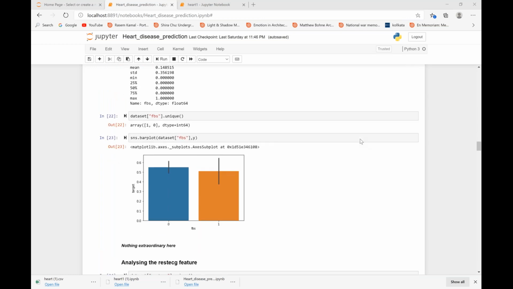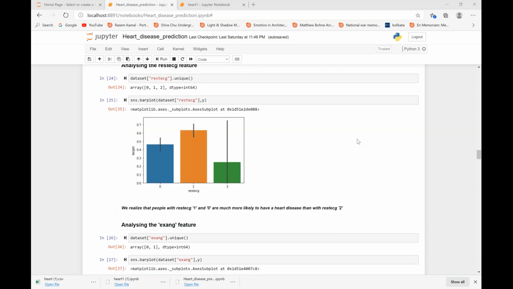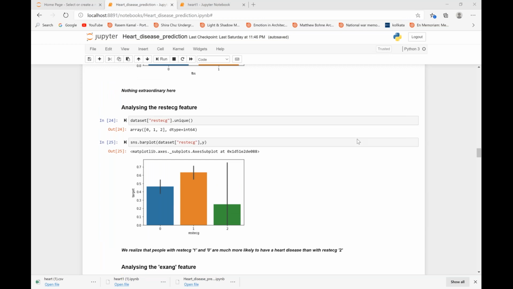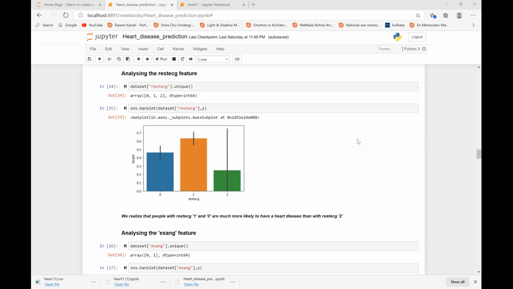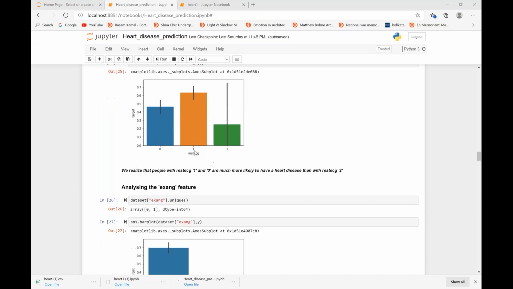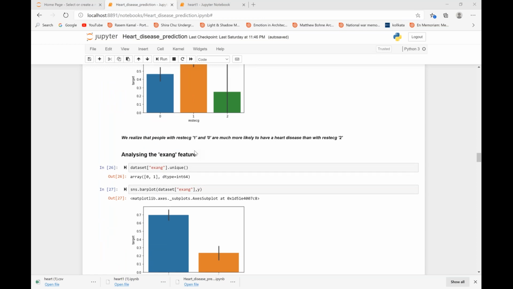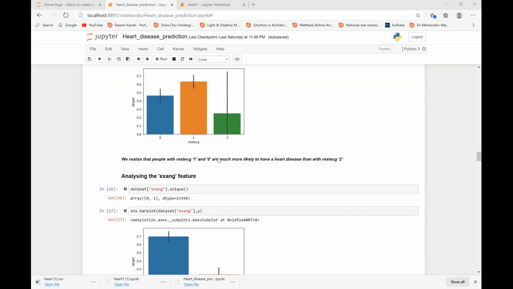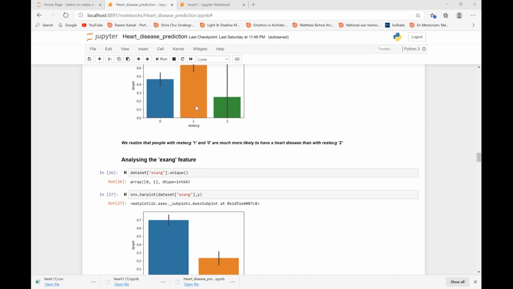Now, Mahima will be analyzing the resting ECG feature. The resting electrocardiography results are as follows over here. You can see 0, 1, and 2. You can observe that one feature over here has gone too high. So people with resting electrocardiography result 1 are most likely to have heart disease compared to 2 and 0, with 1 being the highest.